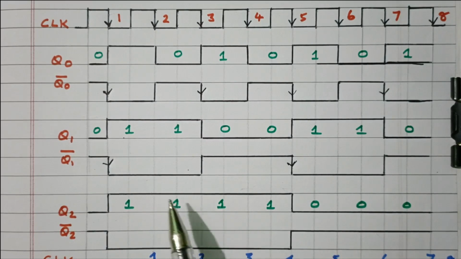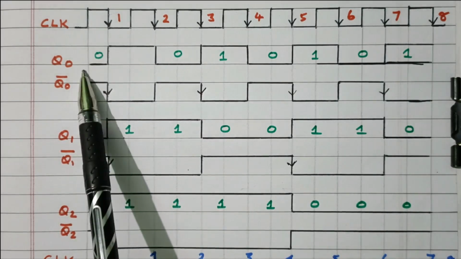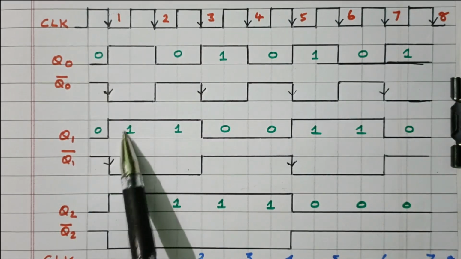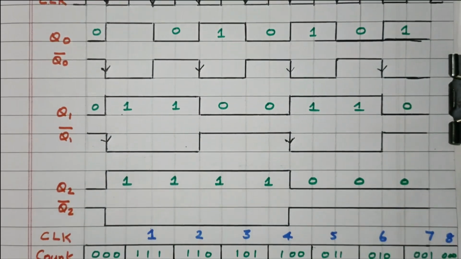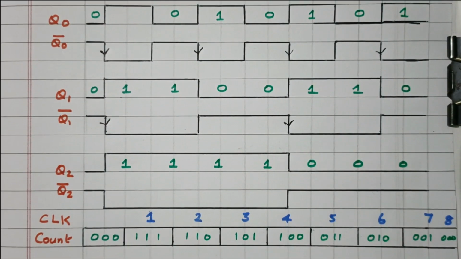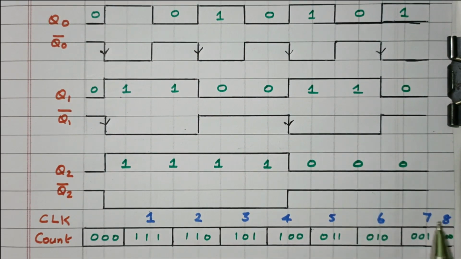Right? Now we got the output of Q0, Q1 and Q2. From that we need to see whether we have got the 8 different stages of output. Right? So this is the clock pulse 1, 2, 3 up to 8. There are 8 stages. This is the count.